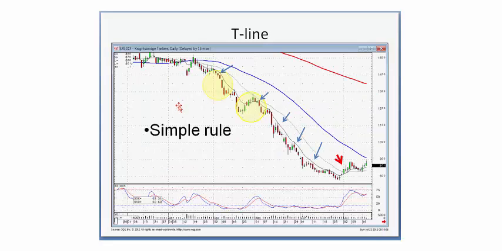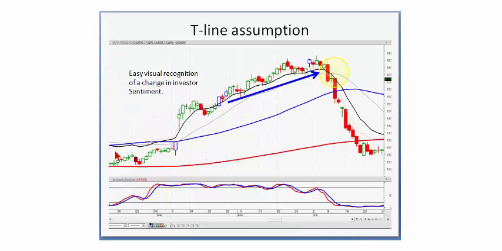So, and conversely, if you see a candlestick sell signal and a close back below the T line, you can stay short until you see a candlestick buy signal and a close back up above the T line. So this makes trend analysis very simple.